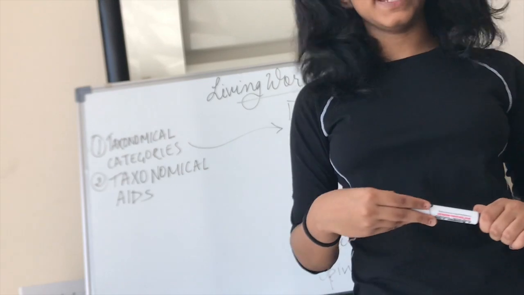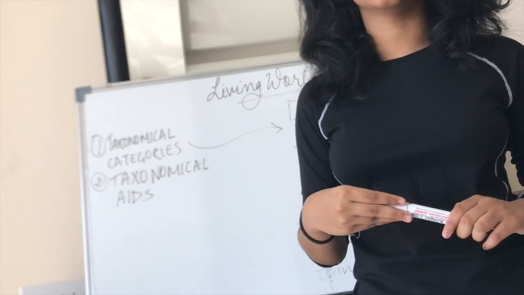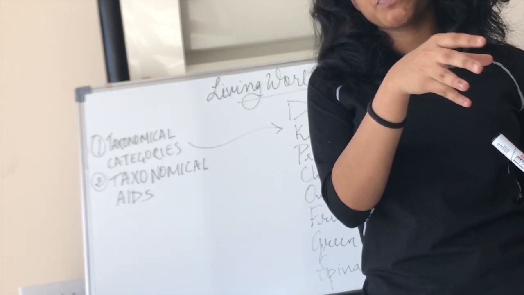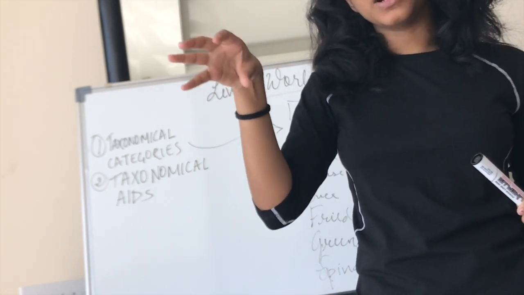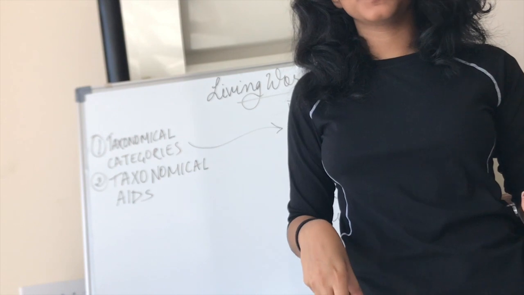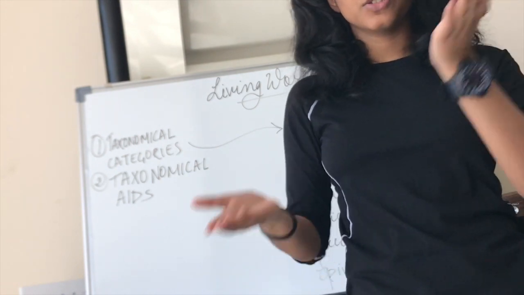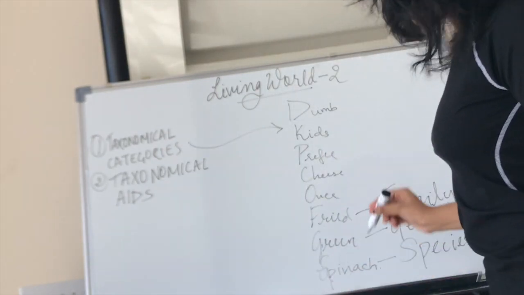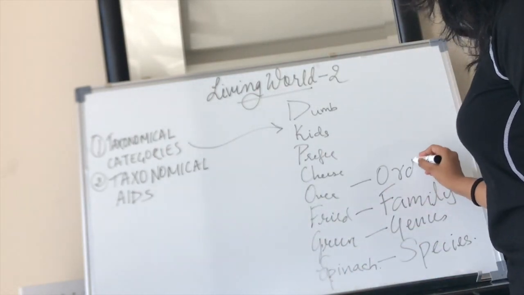And the next example we need to know is that cats and dogs are different when it comes to family. Dogs are put in the family called Canidae and cats are put in the family called Felidae. So this is one basic difference. Now let's move on to the next category, that is order.